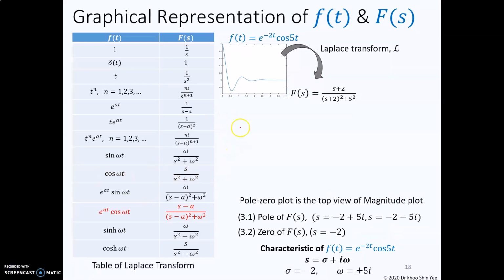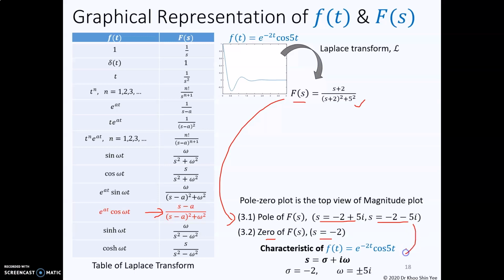So this is the last example. By using this formula, we know that f(t) equal to exponential negative 2t cos 5t can be converted to the Laplace domain. You can find the pole where you let (x plus 2) squared plus 5 squared equal to 0. Then you can get the poles at these 2 points. For the zero, you can find it where you let x plus 2 equal to 0. Then you get the zero to be negative 2.